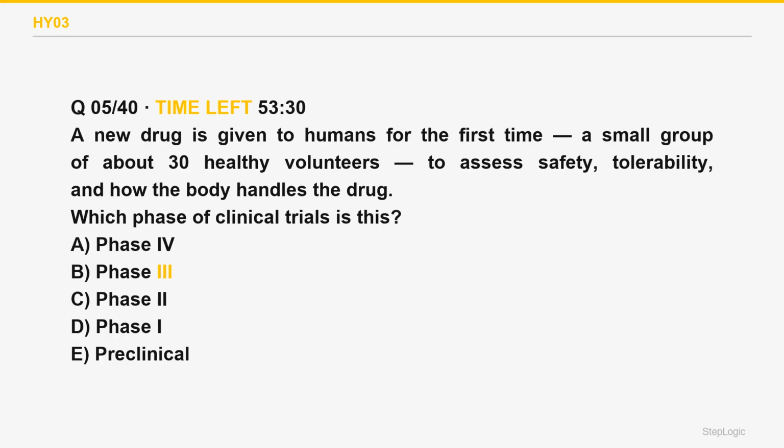Which phase of clinical trials is this? A new drug is given to humans for the first time, a small group of about 30 healthy volunteers, to assess safety, tolerability, and how the body handles the drug. Read the command. Which trial phase? First in human, small, healthy volunteers, safety, that is phase 1.